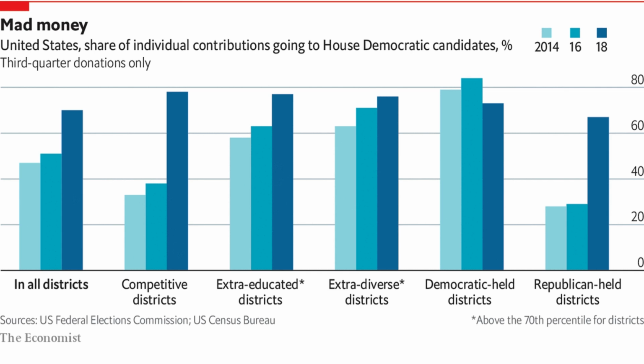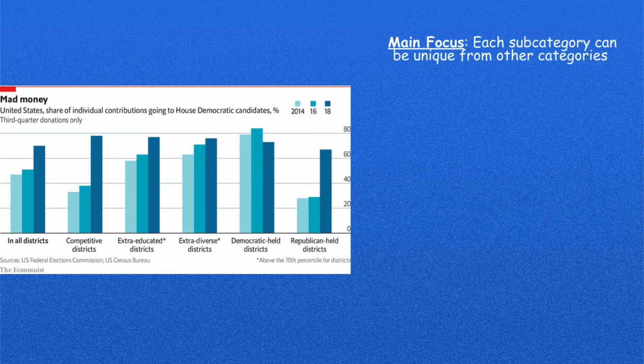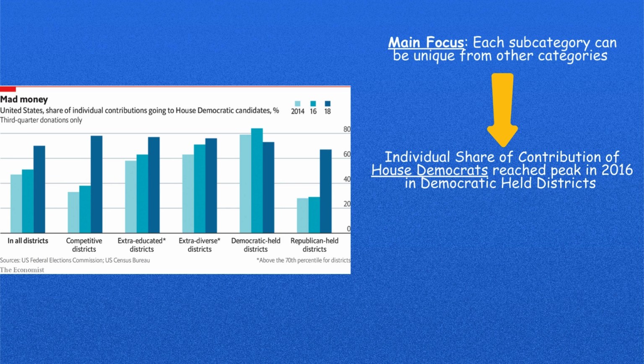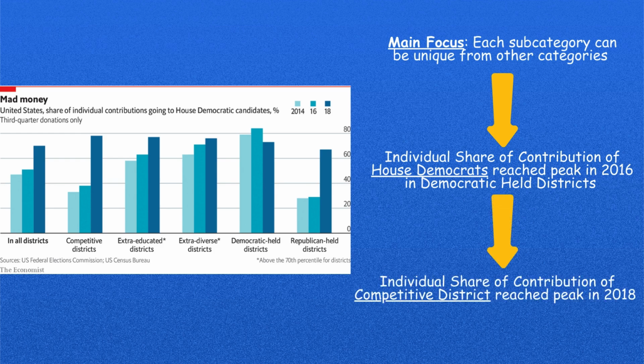First, multiple categories represent different groups of district areas, such as Democratic-held, Republican-held, competitive, educated, and diverse districts. Second, the subcategories within each category represent data records from different years, such as 2014, 2016, and 2018, adding an extra time dimension to the data. Therefore, the main highlight from a clustered bar chart focuses mostly on the subcategories from each specific category, which can be unique amongst other categories. For example, the individual share of contributions to House Democrats reached its peak in 2016 in Democratic-held districts. In contrast, 2018 saw the highest share towards competitive districts.